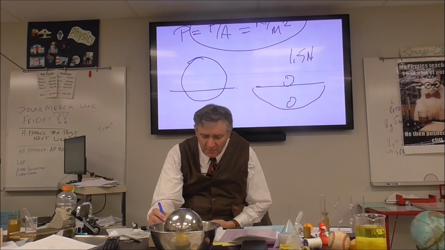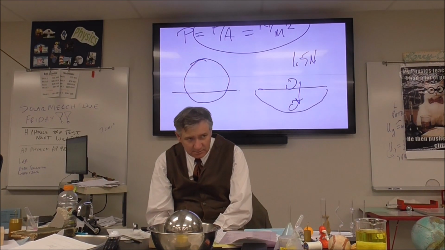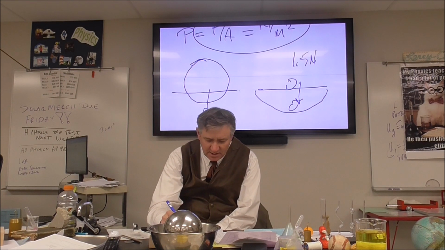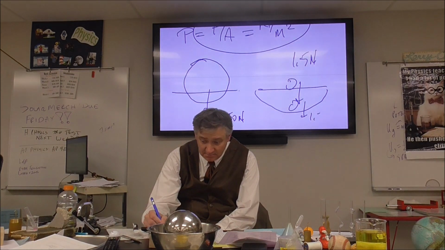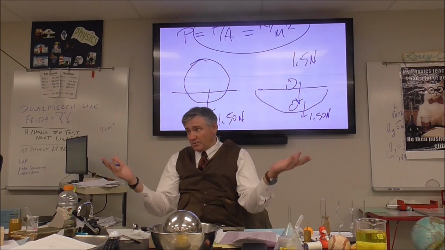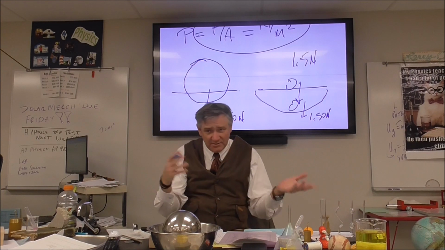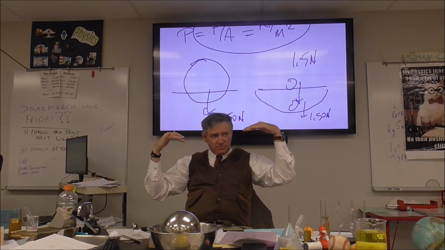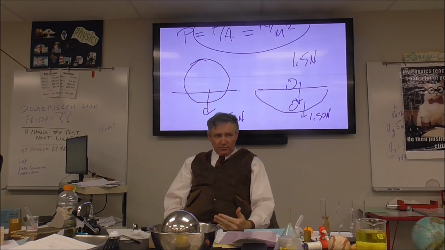So when I put both of them in the water, what do they have in common? Mass. They have the exact same gravitational pull of 1.5 newtons, because they both weigh the same, 150 grams, 0.15 kilograms. Round g up to 10, 10 times 0.15, you get 1.5. So they both have the exact same gravitational pull. Do they both have the exact same buoyant force?